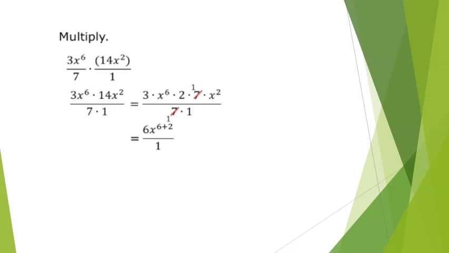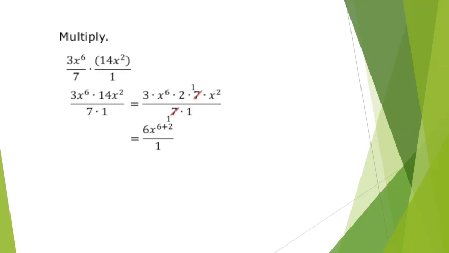Okay, so let's just take everything that we have and put in the numerator that we need to multiply. We need to multiply 3 times x to the 6th power. 14 primed out is 2 times 7, and then of course we can't forget about the times x squared. Great. So we have that in our numerator. In our denominator, the only thing we really have is 7 times 1.